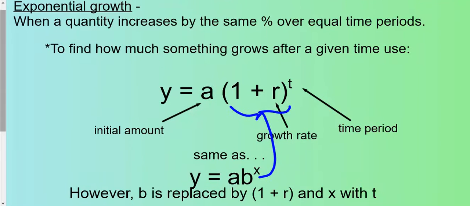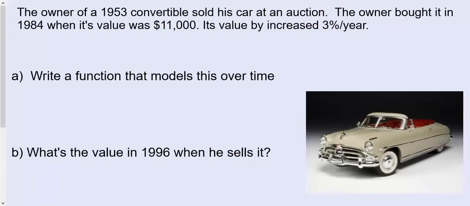So when a quantity increases by the same percentage over equal time periods, this is the formula that we're going to use. So write this formula down in your notebook. Know how it's different than what we worked with yesterday. And here is our example problem. The owner of a 1953 convertible sold his car at an auction. The owner bought it in 1984 when its initial value was $11,000. Its value is increased by 3% each year.